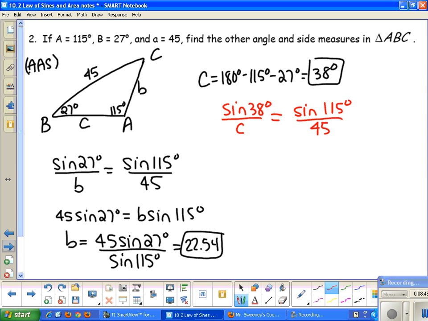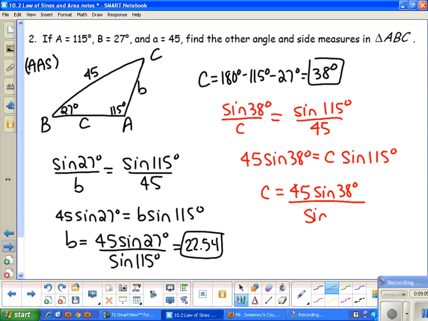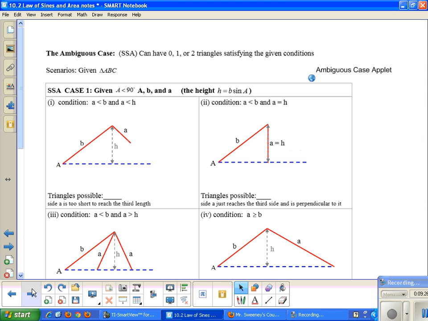So then for this one, I get 45 times the sine of 38 degrees equals C times the sine of 115 degrees. So C is equal to 45 times the sine of 38 degrees over the sine of 115 degrees. And when you plug this into your calculator, you end up with C being equal to 30.57. So now I have length B, length C, and angle C. So now I'm done.